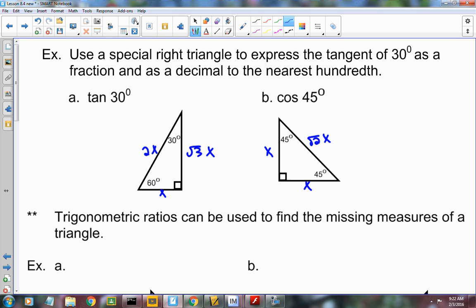All right, so they want us to come up with the fraction and the decimal equivalent for the tangent of 30. So we come to 30 and we want to do the tangent of 30. What's tangent?